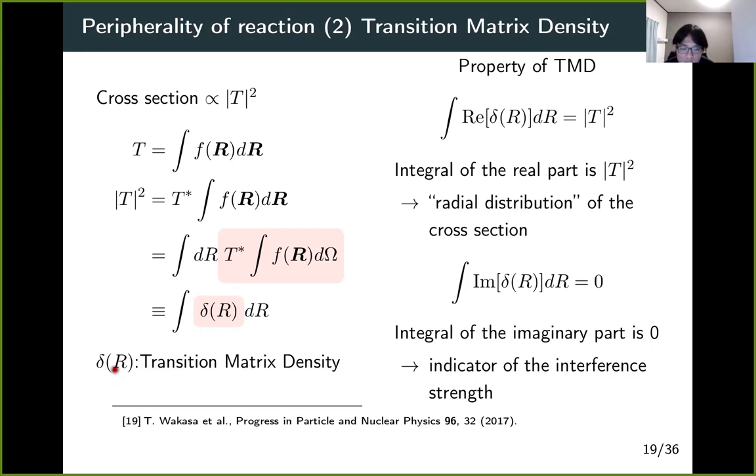This has a very nice property: if we integrate it over R, the real part goes to t squared, as you see. This means that the real part of delta R can be regarded as the radial distribution of the cross section, because t squared is proportional to the cross section. And of course, the integral of the imaginary part goes to 0 because t squared is purely real.